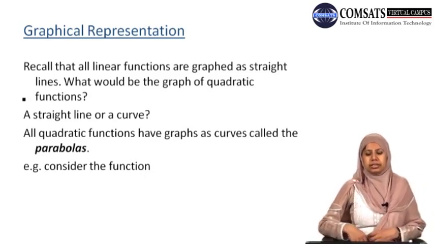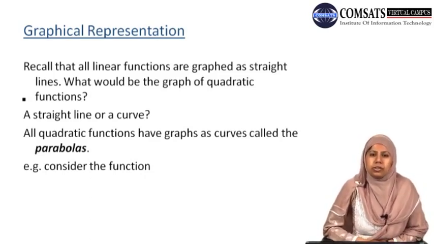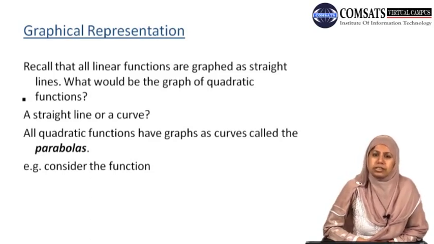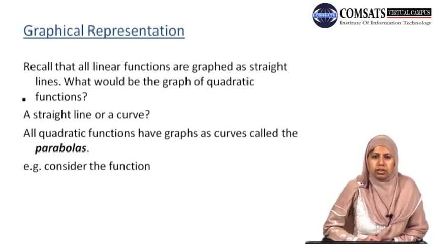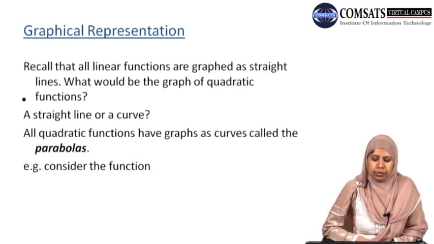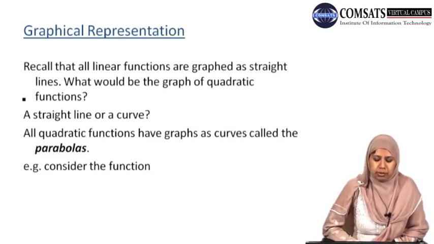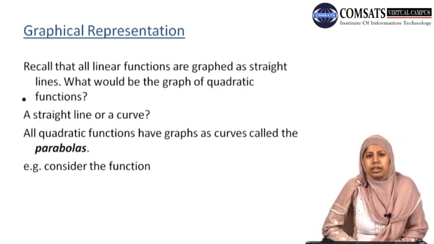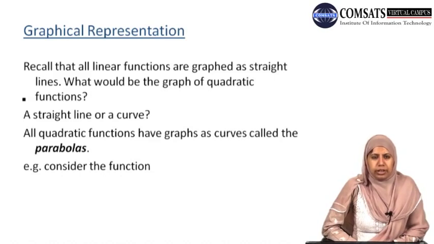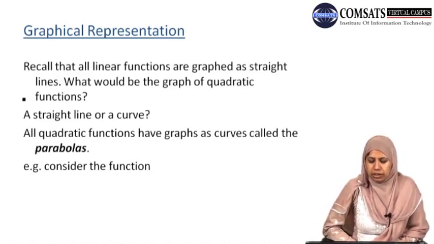If the answer is that the graph of a quadratic function is also a straight line, then the answer is no. Because then how can we identify that the straight line is representing which function, a linear function or a quadratic function? So we are left with only the second possibility, that the graph of a quadratic function will be a curve and not a straight line. Okay. Then all quadratic functions have graphs as curves, and these curves have a special name called parabolas.